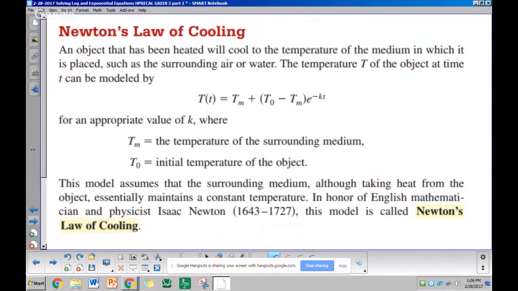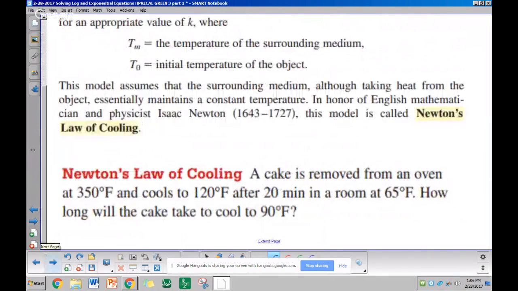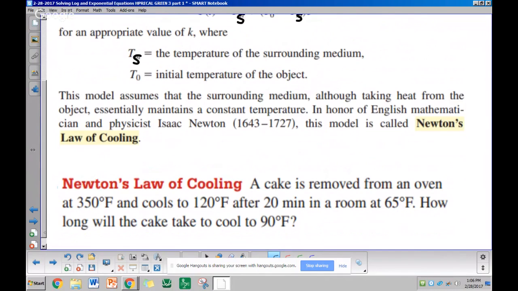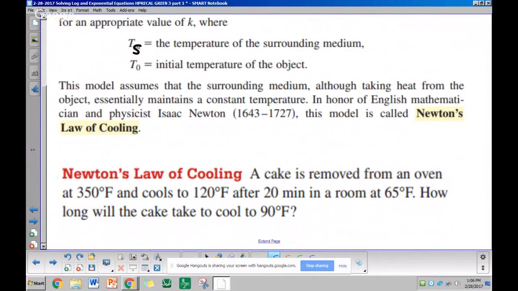And then I'm going to let you guys do the log pooling, because this is very much like your problem of the week. I would just change this to S, because I like the surrounding temperature to be T sub S. Okay, and that's the way it is in calculus, so then you'll have the formula already figured out. All right, so that's all I have for you today.